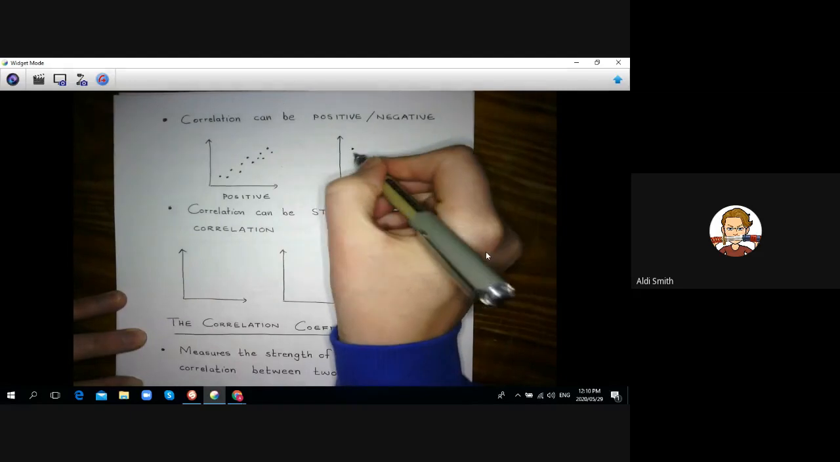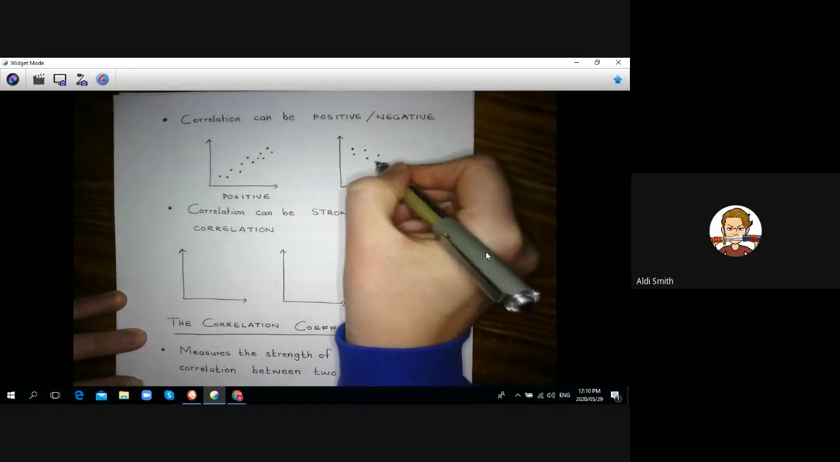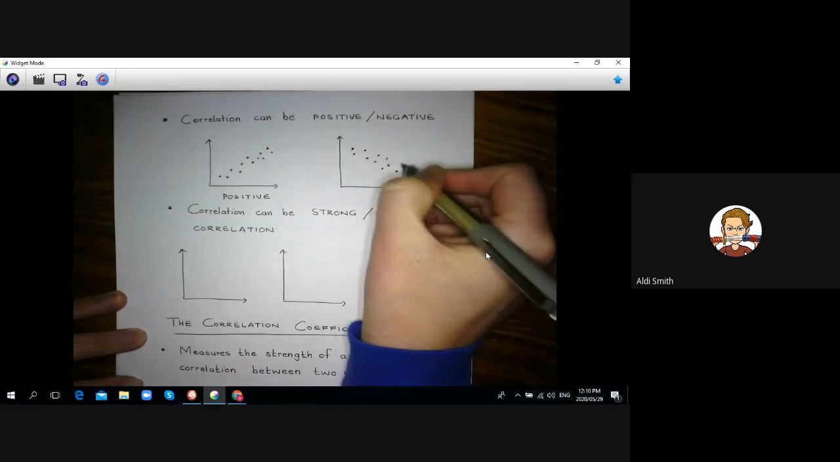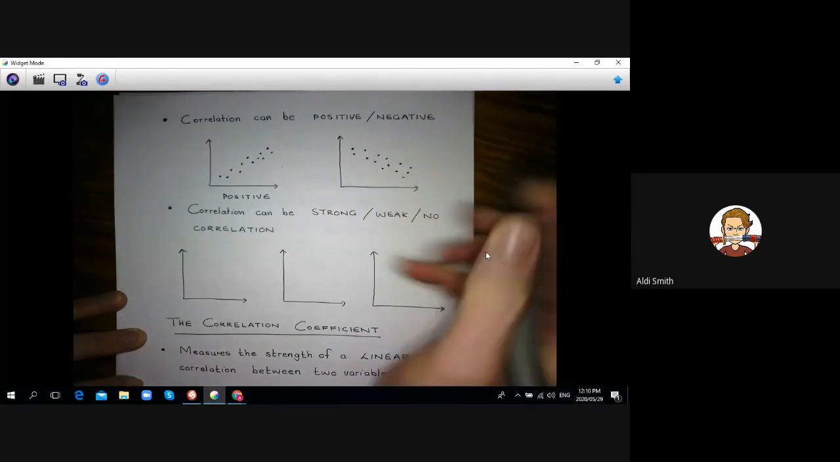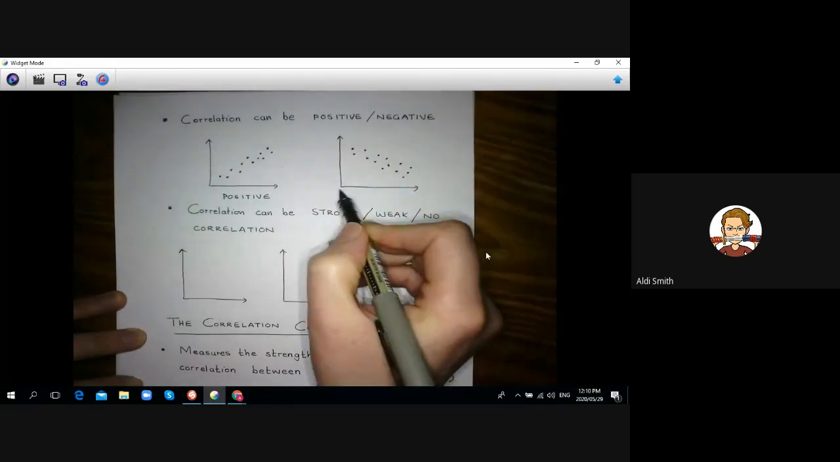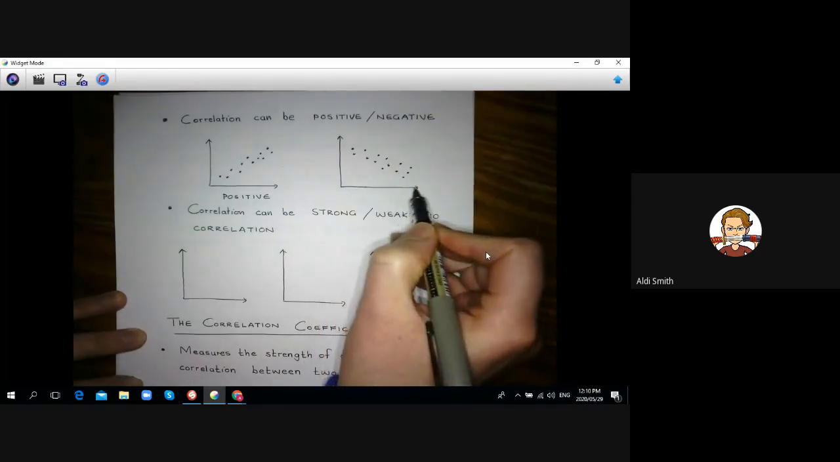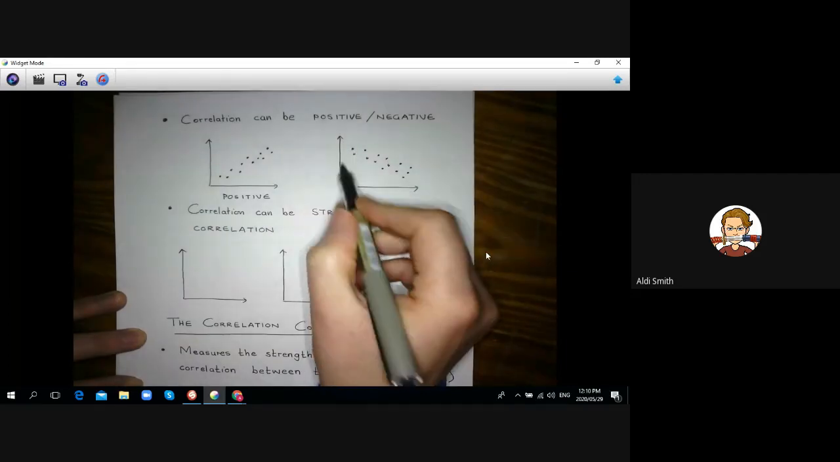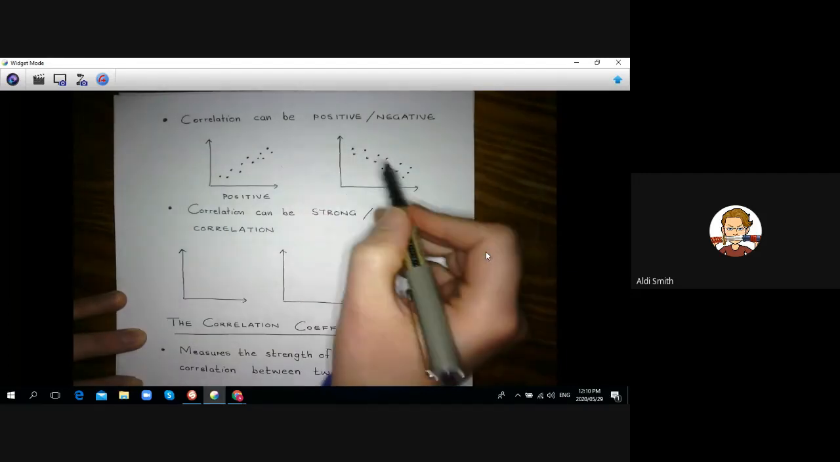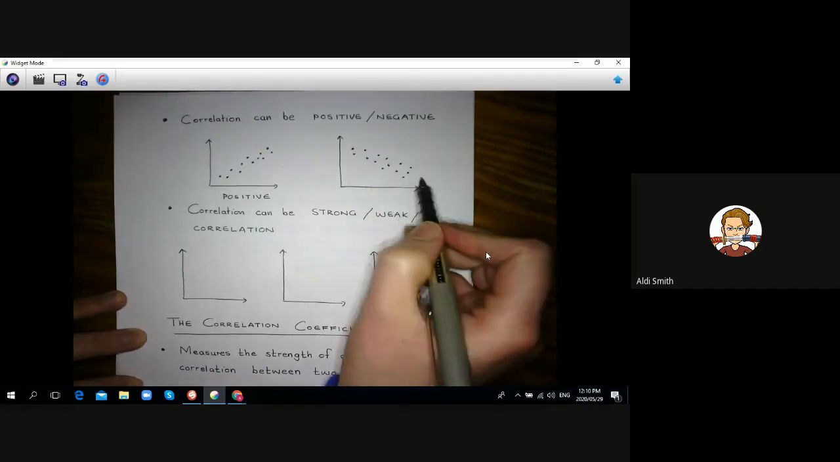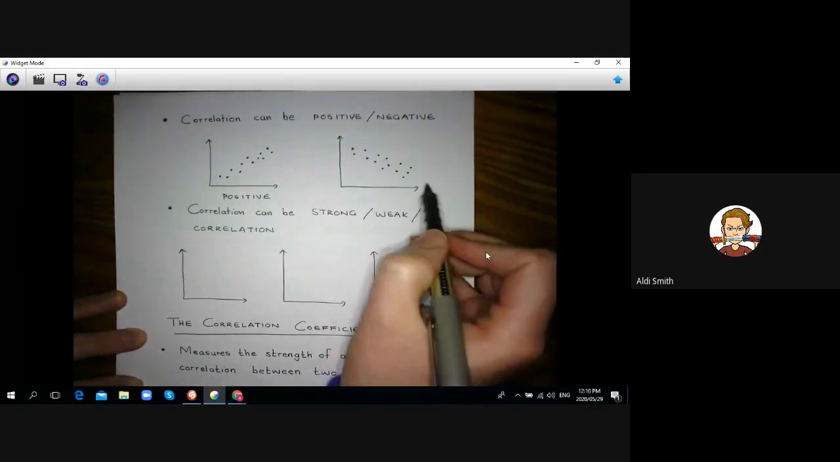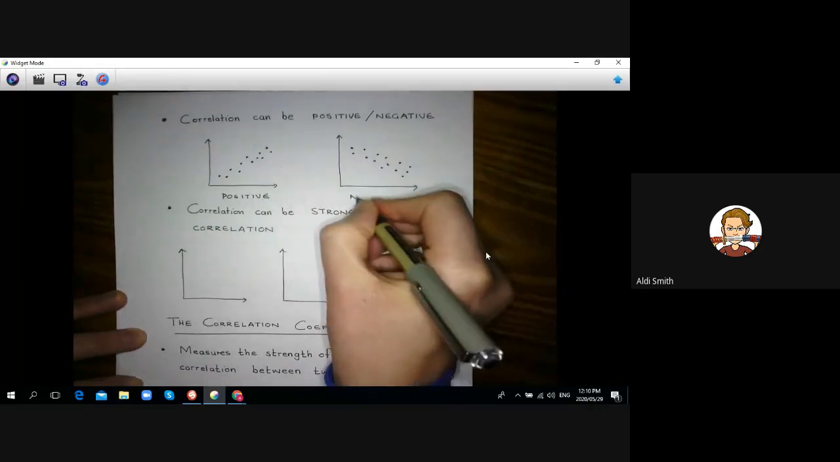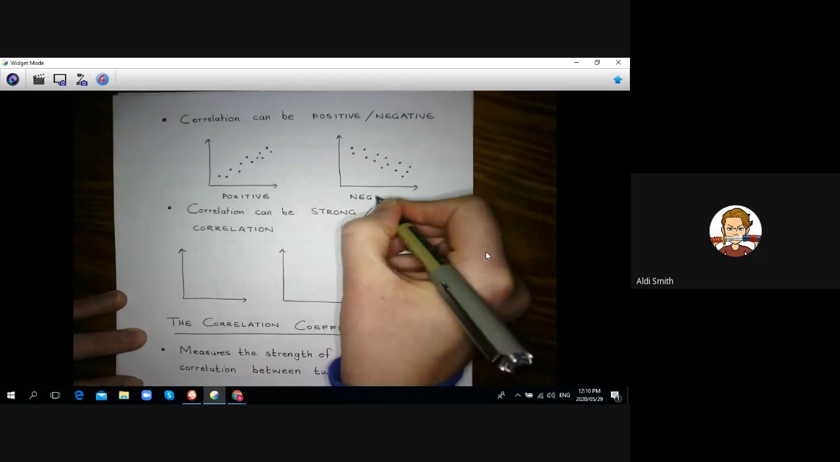Whereas you could also have a correlation that looks like this. If you look at the scatter plot, you'll see as the one variable gets more, the other variable gets less. And if you had to draw a nice thick line there, it does look like a line with a negative slope or a negative gradient. So this is what we call a negative correlation.